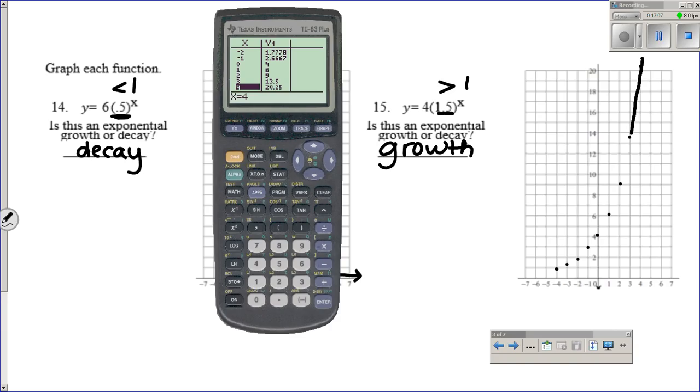So again, we see that our function is increasing from left to right. So we start on the left side. As I trace back over the line, we're going uphill from left to right. So that is exponential growth.